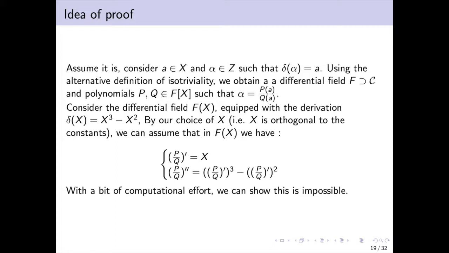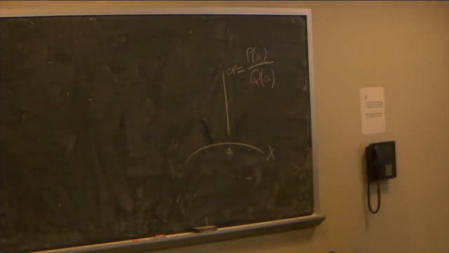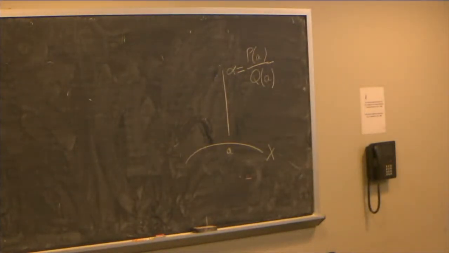Okay. Maybe I should just draw this. I think with the fibers, it makes it easier to see. So this is X, and I have some A in X, and I have some alpha in the fiber, and using the definition of uniform isotriviality, I can just find some polynomials over some field F, such that alpha is a rational function of these two. And then you can just use, so this is where we use orthogonality of the fiber when we look at the differential field F of X with this derivation.